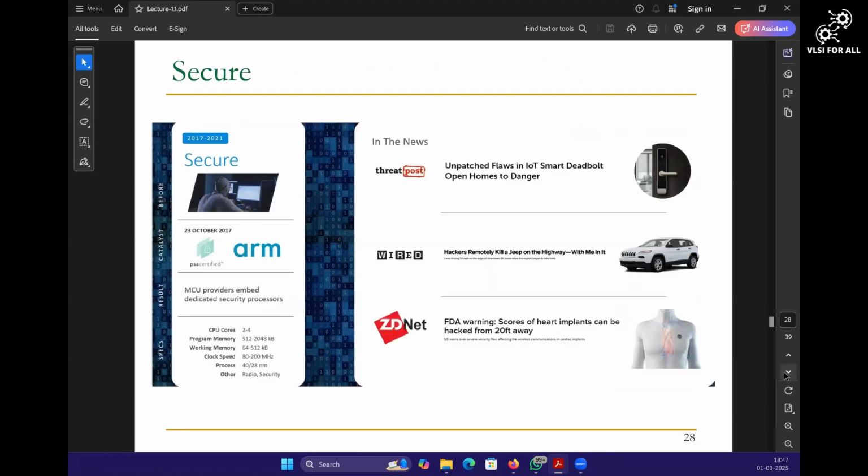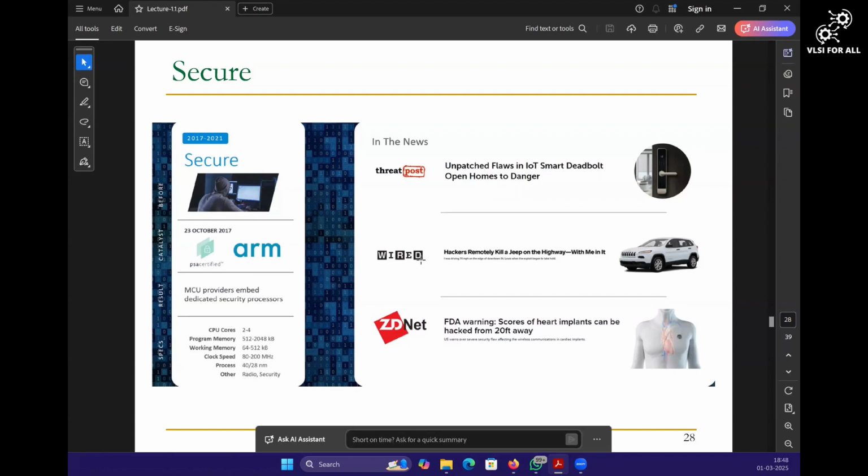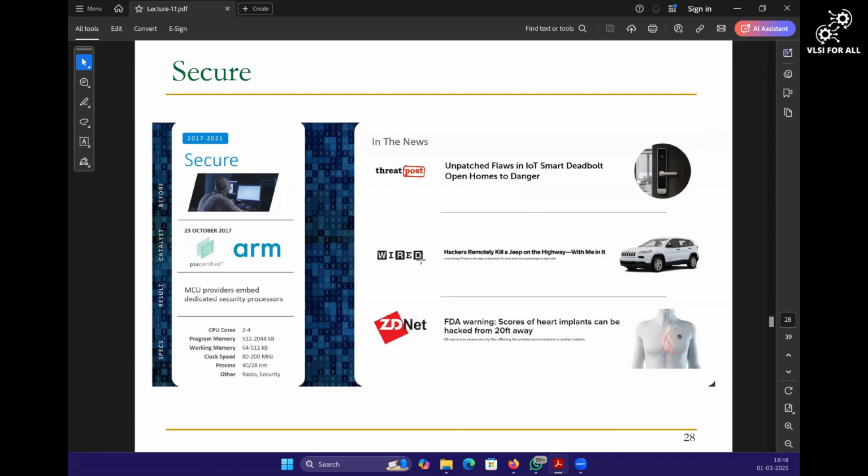And then comes security. There was a news story here: hackers remotely kill a Jeep on the highway. All our IoT devices are connected to the cloud, right? Your smart bulb is connected to the cloud, or let's say your thermostat is connected to the cloud. Now, since it is connected to the cloud, any hacker can actually hack your hardware devices from the cloud. That's a possibility. So in the secure stage, what people have done is embed security in the processor itself, in the hardware itself. Nowadays you will see a dedicated security processor within your SoC.